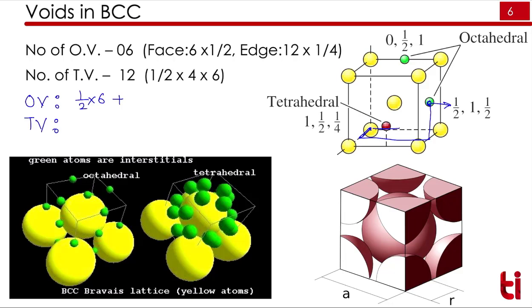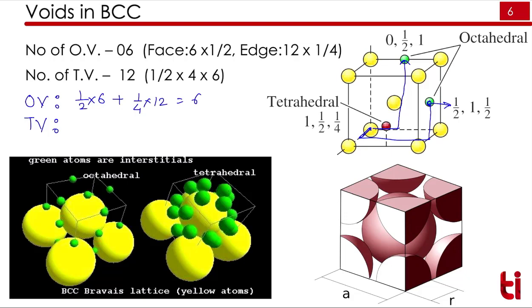again, if you go half unit distance along y and 1 unit distance along z, you will come to this point. That is also an octahedral void. It is on the edge, and we have seen that the void on the edge shares 1/4 of its portion, and we have 12 edges. So 1/4 into 12 comes to 3.